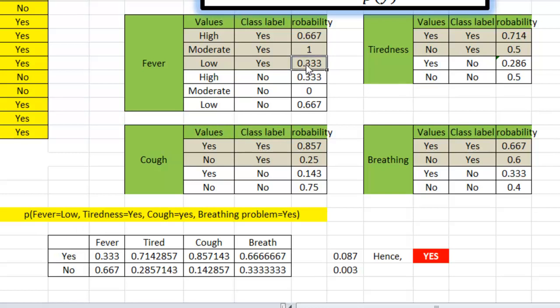When fever is low, the probability of having the disease is 0.33. And when fever is low, what is the probability that the patient doesn't have the disease? It is 0.667, right? Similarly, when tiredness is there, what is the probability of having yes? It is 0.714. And when tiredness is there, the probability of having no is 0.286, right? And hence apply all those things.